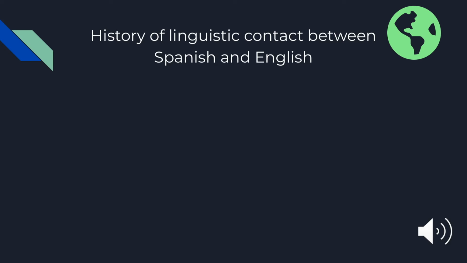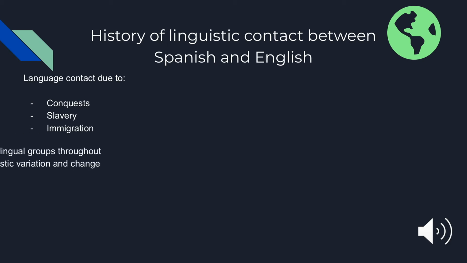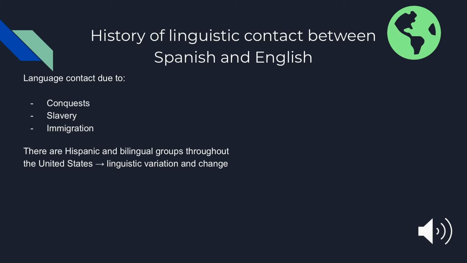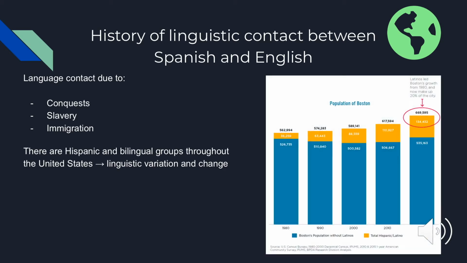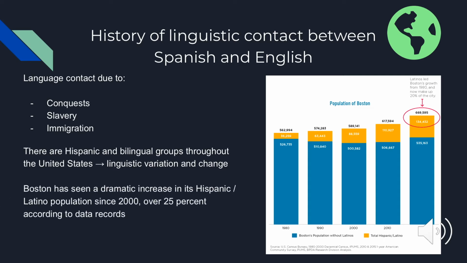Let's look at the history of linguistic contact between Spanish and English. Historically, in the United States, language contact was largely due to conquests, slavery, and immigration. Spanish and English, along with other languages, have formed today's linguistic variation in the United States. Today, there are many Hispanic and bilingual groups throughout the United States, and this linguistic diversity creates variety and change. Boston has seen a dramatic increase in its Hispanic population since 2000, over 25% according to data records.